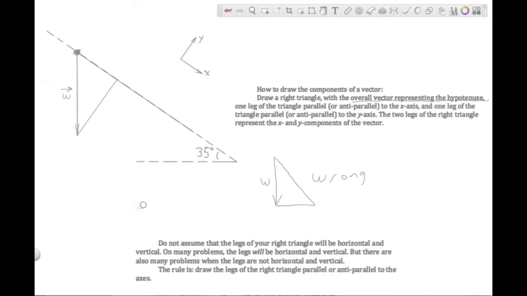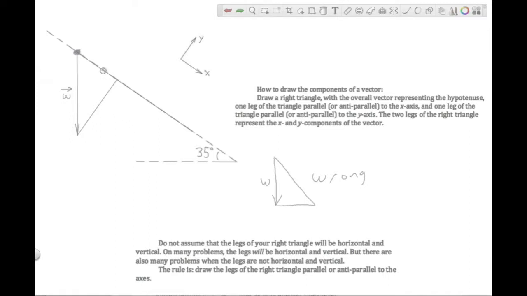From the previous problems, you're used to having a slanted hypotenuse and vertical and horizontal legs. But on many inclined plane problems, instead you'll need to have a vertical hypotenuse and slanted legs. It's all based on following this rule. Were you able to get this right triangle correct? Like I said, most students are not the first time they try it. All right, so now let's continue.